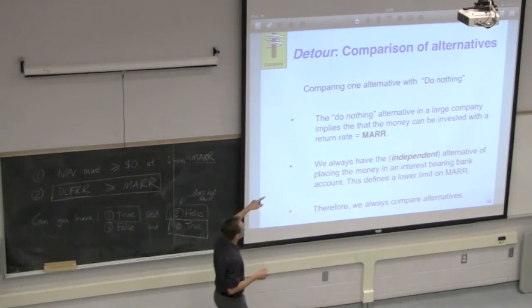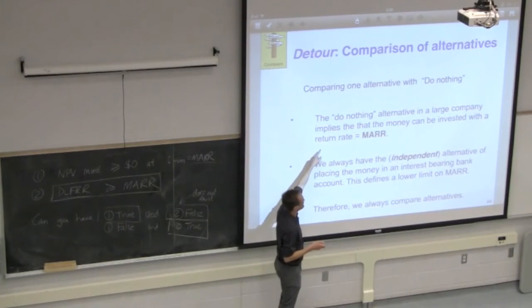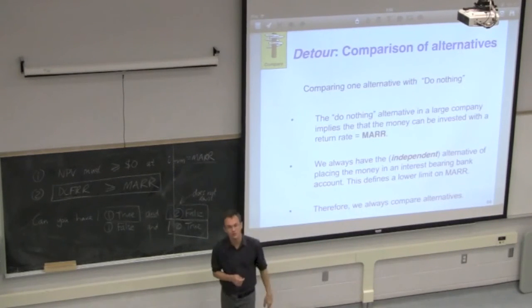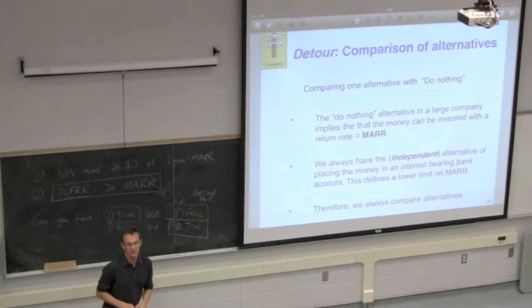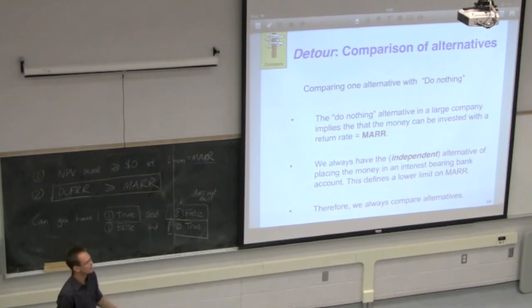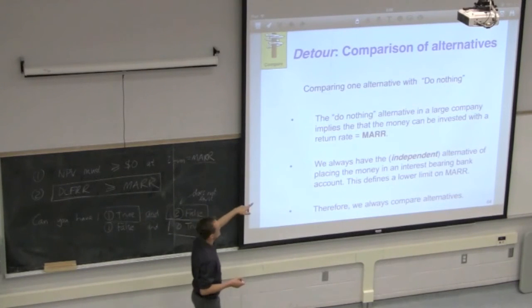What interest can I get with that money? They add on a little bit of a risk factor, and that's in very, very crude terms how companies will come up with the MARR. There's a bit more to it, obviously, than being that simple. But their do-nothing alternative always exists.